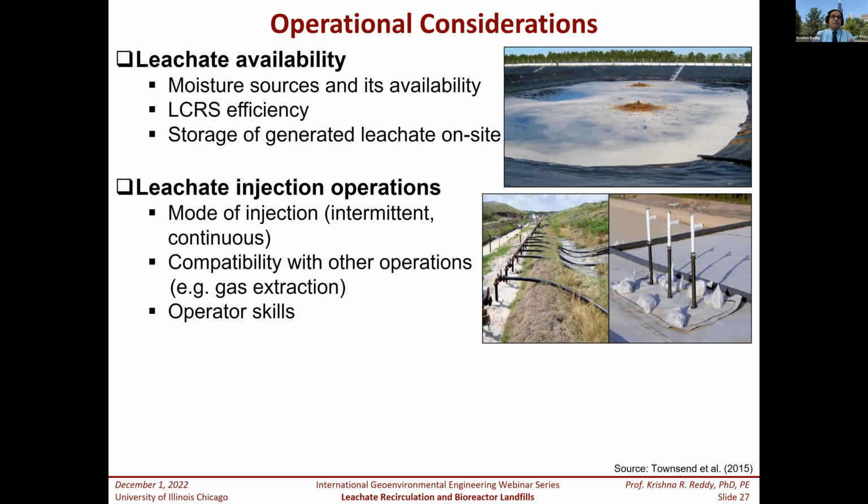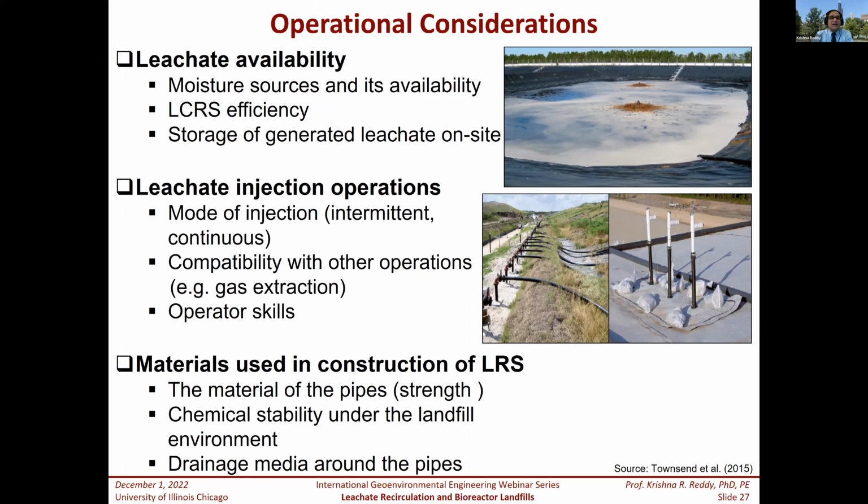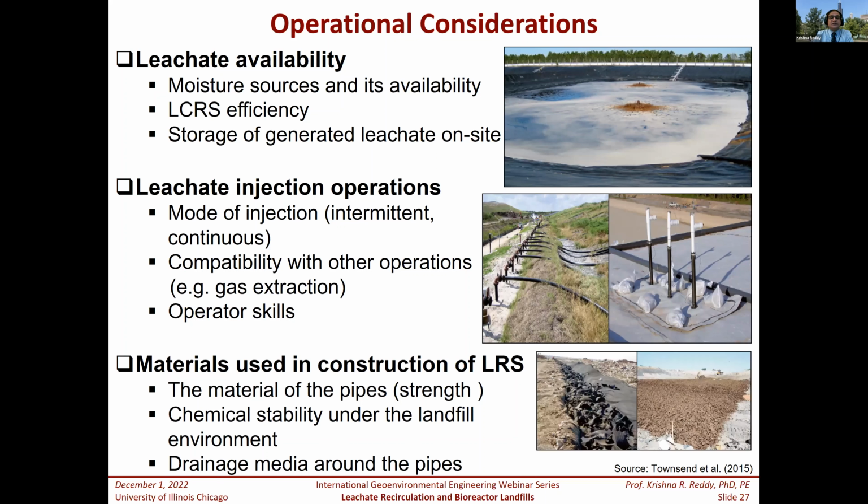And then you need to have some people who know how to operate these systems. Operator skills are very important. So this is where things could go wrong. If the person doing the injection operations is doing it excessively or not planned properly, you could have slope failures and all kinds of other issues. And the materials that you want to use in the leachate recirculation system, make sure that they are chemically compatible and have enough strength, so they won't get damaged during the operations.